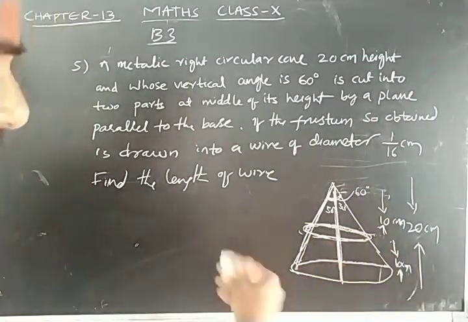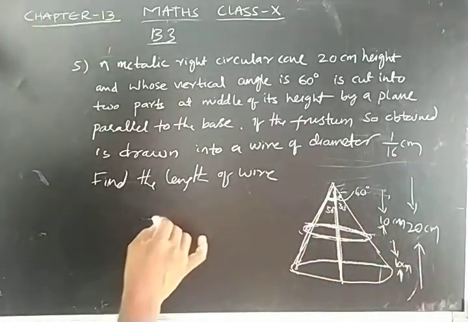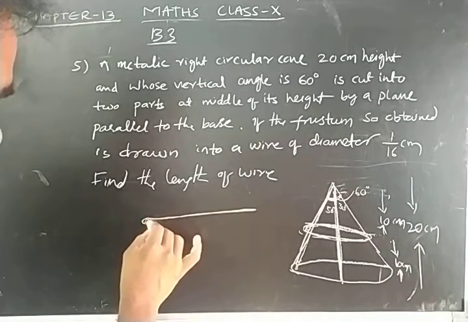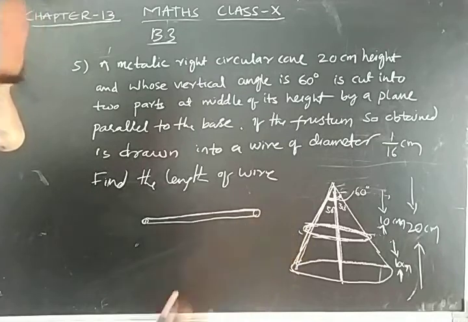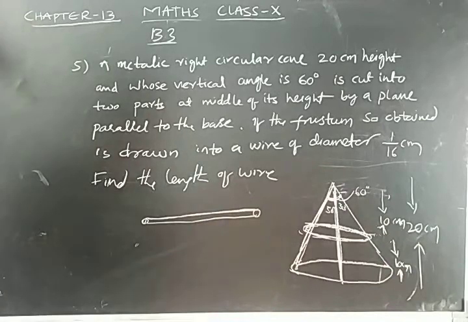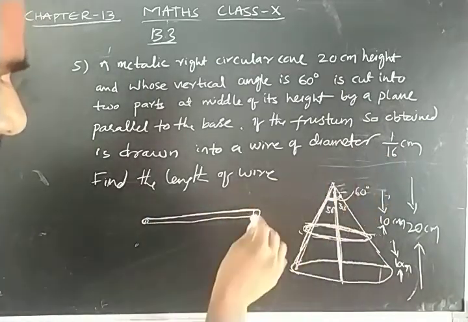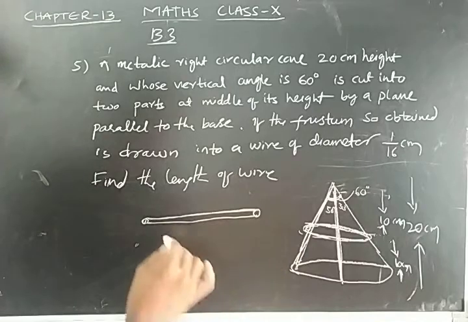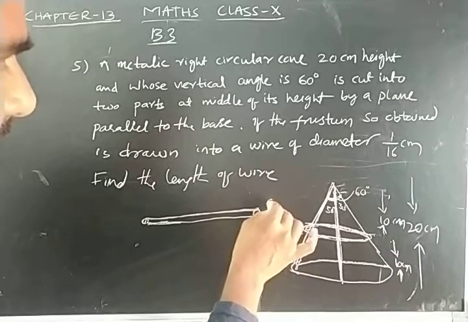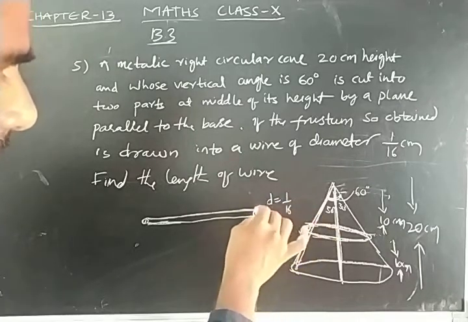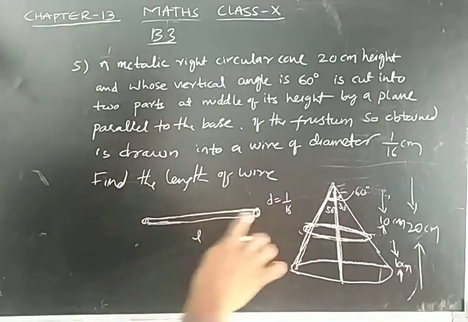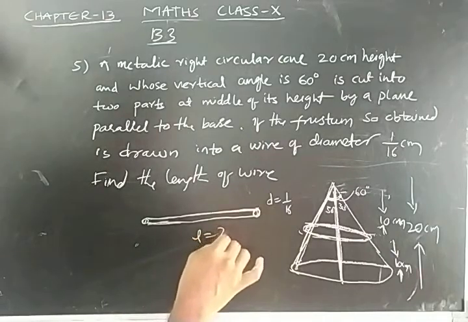We are melting and recasting this frustum of the cone as a wire. What is the shape of the wire? The shape of the wire will be a cylinder. So by using this frustum part, we are melting and recasting it as a wire whose diameter is given. Diameter D is 1 by 16, the diameter of this cross section. We need to find the length, which is nothing but the height of this cylinder. We are going to find the length of this wire.